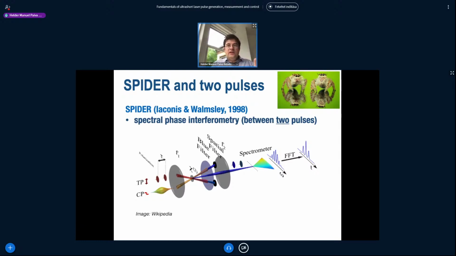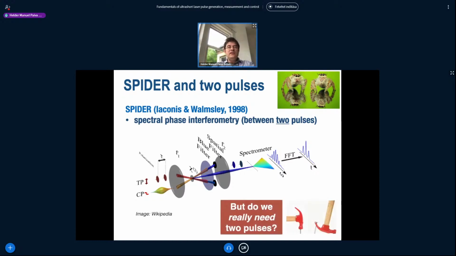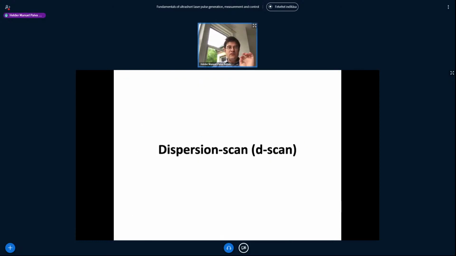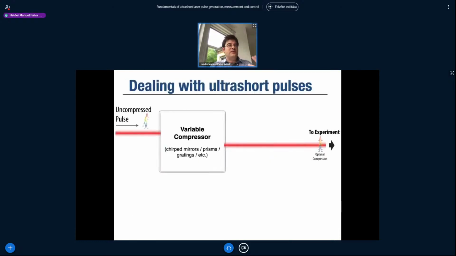So in short, in FROG, you have two time-delayed replicas that you cross in a nonlinear medium, and in SPIDER, you create two spectrally shifted replicas of the pulse that you interfere to get the spectral phase. So you're always using two pulses all the time. But the issue here, and this is related to the technique I'm going to show you now, is do we really need two pulses? Now, it turns out we don't. And this is where the dispersion technique comes in.